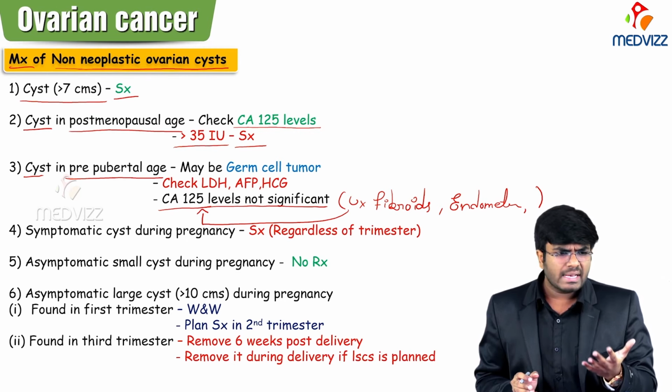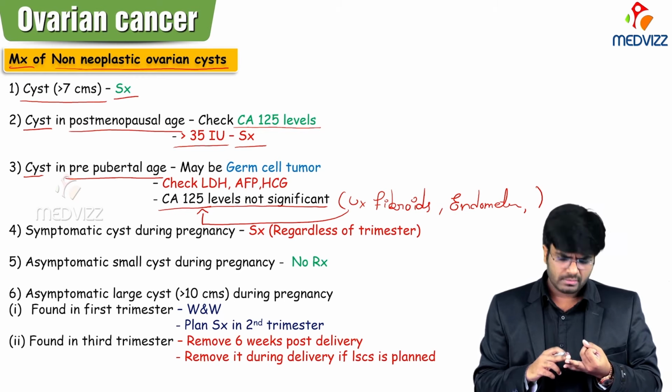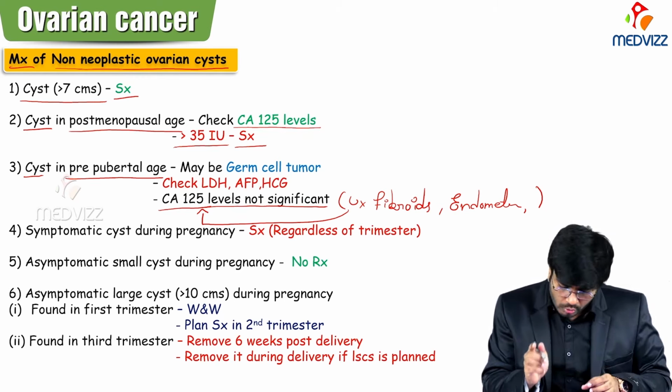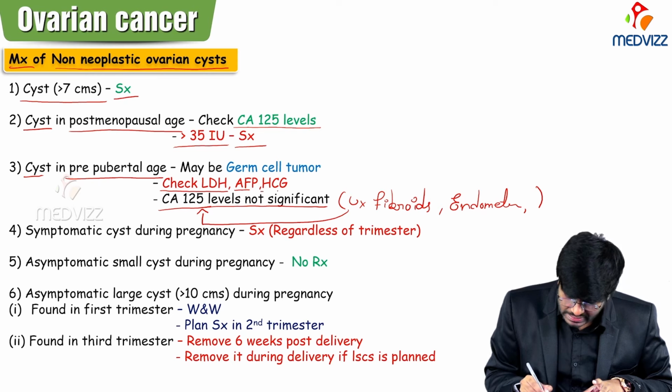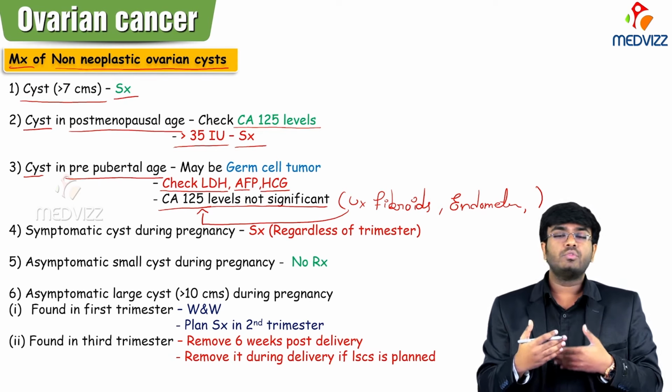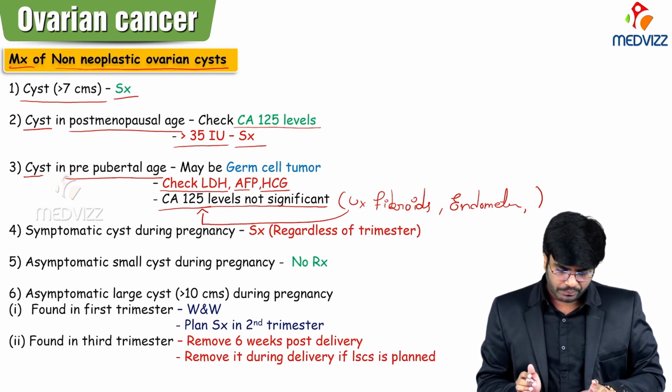So for the germ cell cancer, what are the tumor markers? LDH, alpha fetoprotein, beta HCG. So in a prepubertal age, you have to check for LDH levels, alpha fetoprotein levels, and HCG levels, and if they are high, you are going to do the surgery accordingly. Okay, so this is what you are going to do.